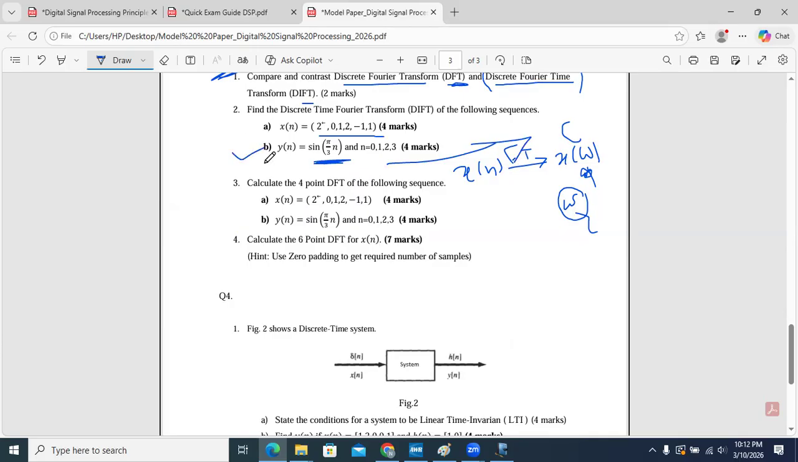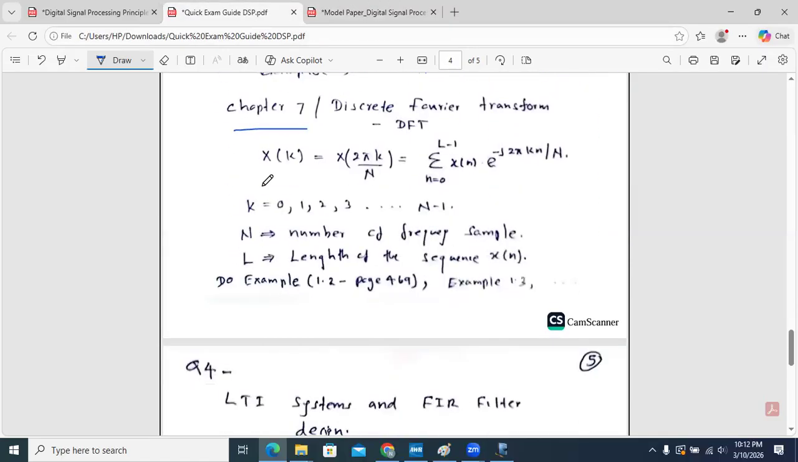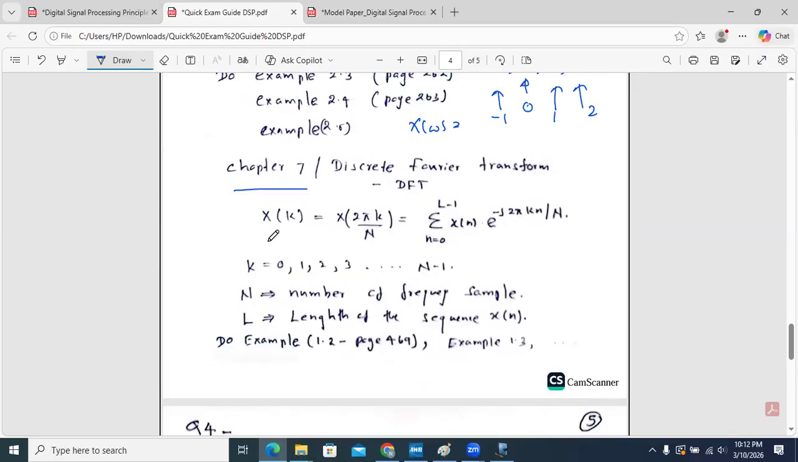Okay, and the DFT, this is the discrete Fourier transform. Okay, so that is also very important. Actually, this is referred as N-point DFT. Okay, so here the equations are given. So this is the discrete Fourier transform equation. Okay, this is the Fourier transform equation.